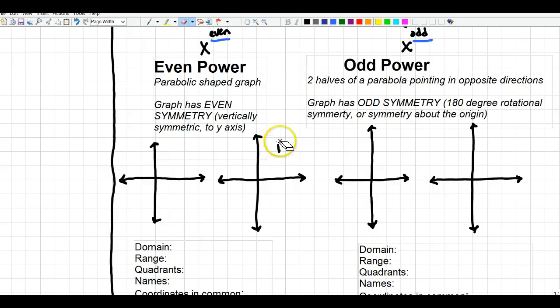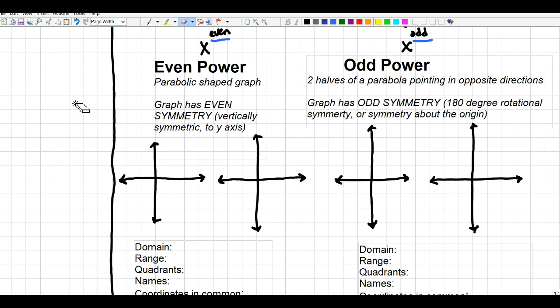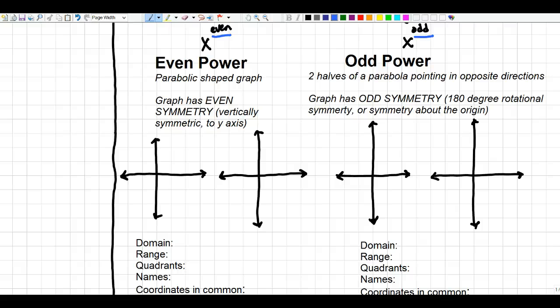You'll see that when you're working with an even power and your base is a positive value, so we'll say positive x raised to an n where n is even, you're going to get a parabolic shaped graph. One half of the parabola is going to go up to the right, the other half will go up to the left, so you'll be in quadrants 1 and 2. Now when the x value happens to be a negative number and the power is even, the parabolic shaped graph will flip over and point downwards.